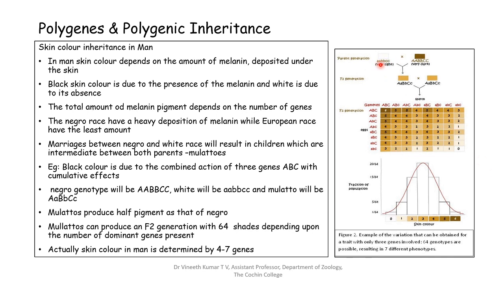This one is white, you can see here. All these do not have the capacity to produce melanin. As a result, they are very white. All these are dominant genes. Hence all these, because they are multiple genes. So this is just an example.